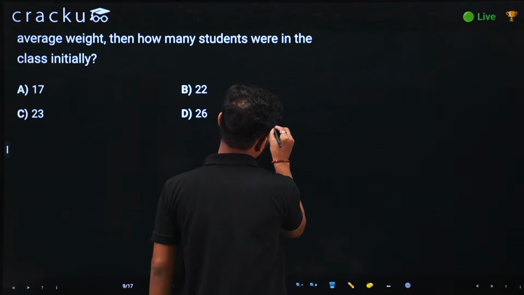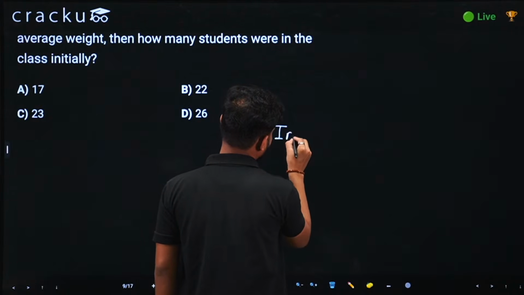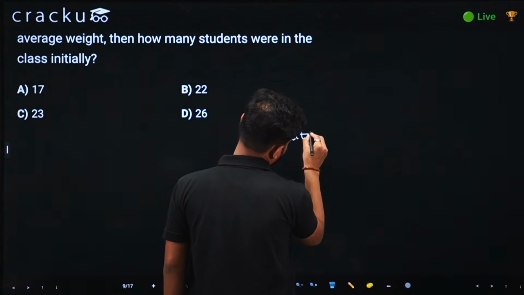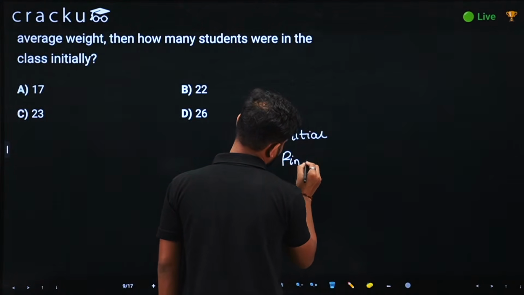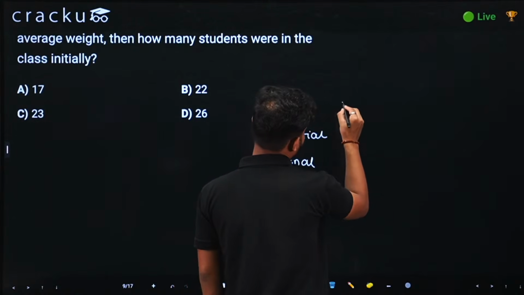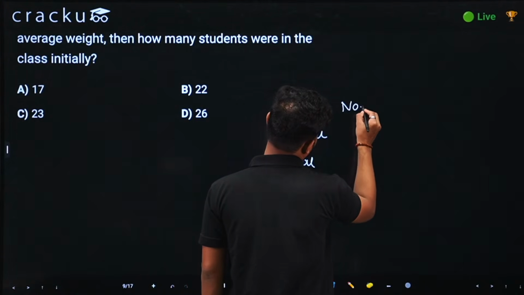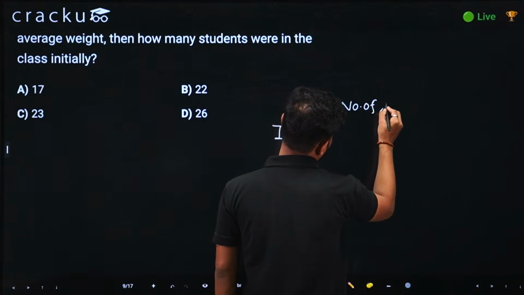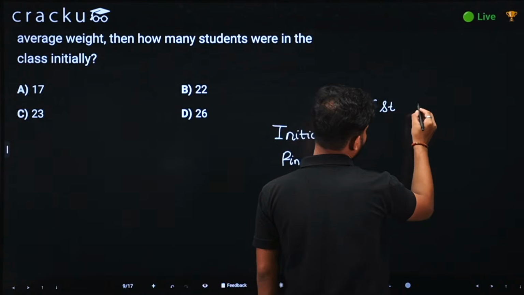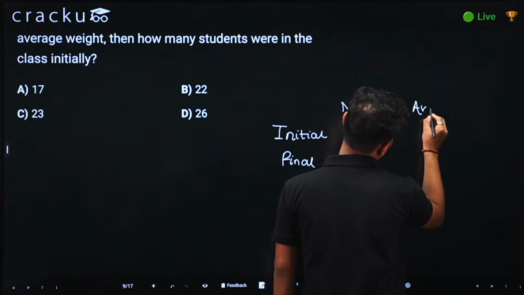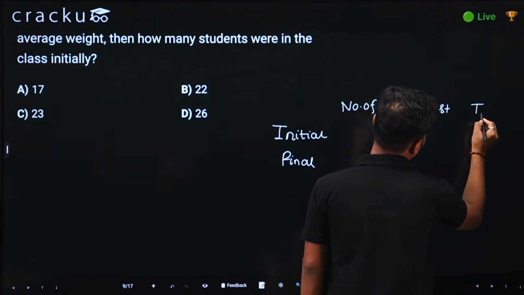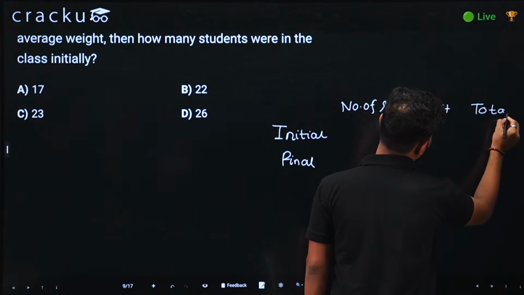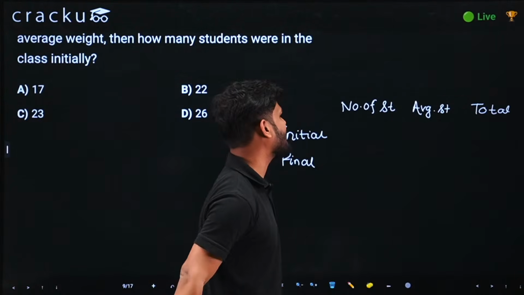Let us say we have two conditions. We have initial and we have final. Initially we have some students, so number of students, then the average weight of students, and then the total. How would you find the total? Just multiply the number of students into the average weight.